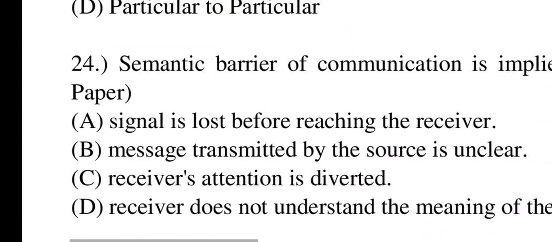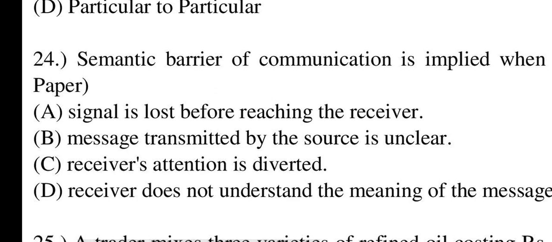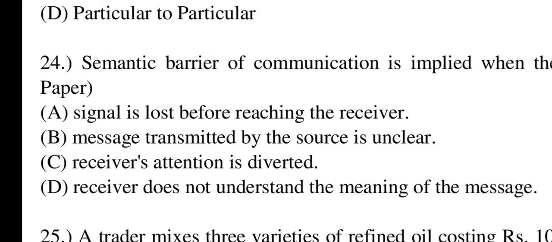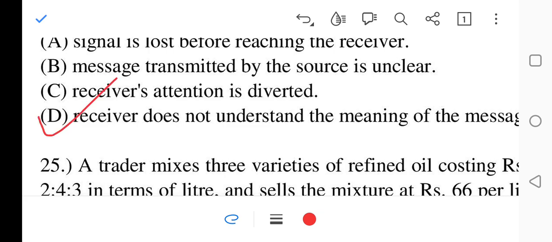23 is done. 24 is saying, semantic barrier of communication is implied when the what? A, signal is lost before reaching the receiver. B, message transmitted by the source is unclear. C, receiver's attention is diverted. D, receiver does not understand the meaning of the message. 24, number D will be correct. Receiver does not understand the meaning of the message.